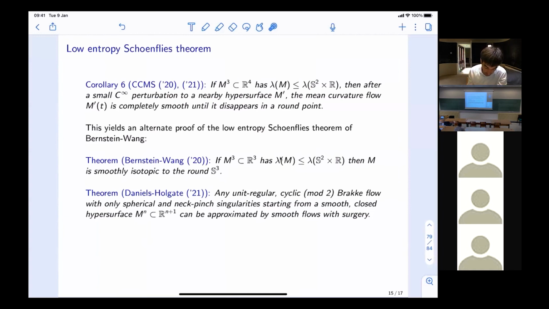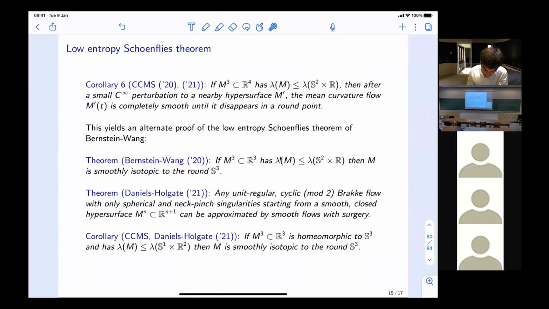Now, there's a PhD student of mine, Josh Dennis Holgate, who proved that if you have such a generic weak flow, then you can approximate it by flows with surgery. So you can use the information about the weak flow and the limit to actually do surgery and approximate it by surgery. What is the consequence of this? If you have now a three-dimensional hypersurface, in R4, sorry, homeomorphic to S3, and it has this one better entropy bound, less than S1 cross R2, then the weak flow still could have cylindrical singularities.